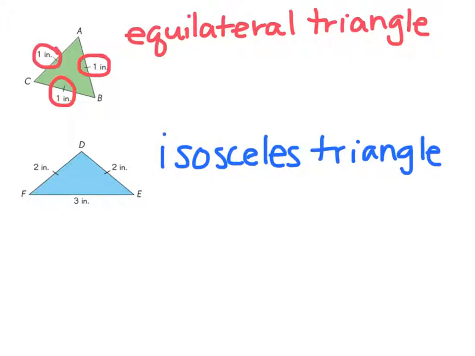In an isosceles triangle, two sides are of equal length. See here that line DF and line DE are each 2 inches long, and they're marked with that tick mark. However, line EF is 3 inches long. So this is an isosceles triangle because it has two sides of equivalent length, not an equilateral triangle because not all three sides are the same size. Let's go on to the next type, the scalene triangle.